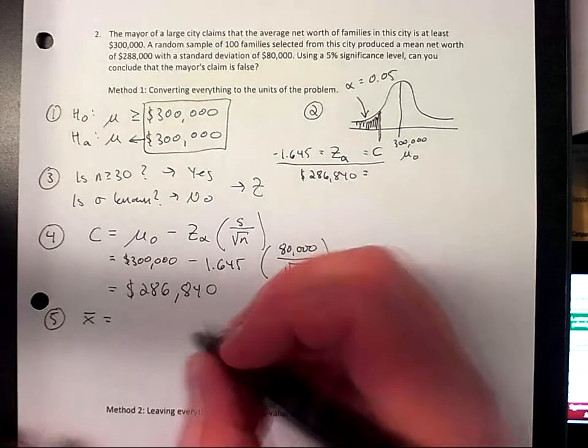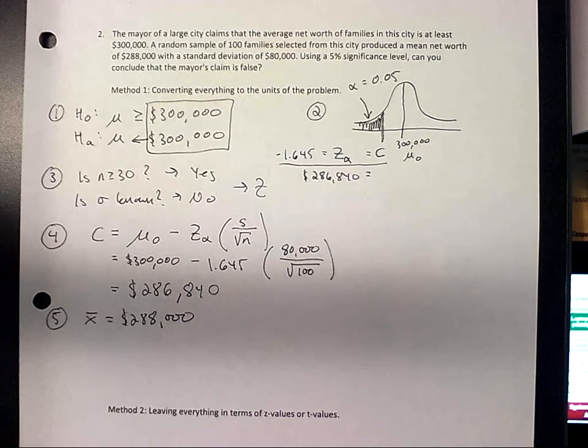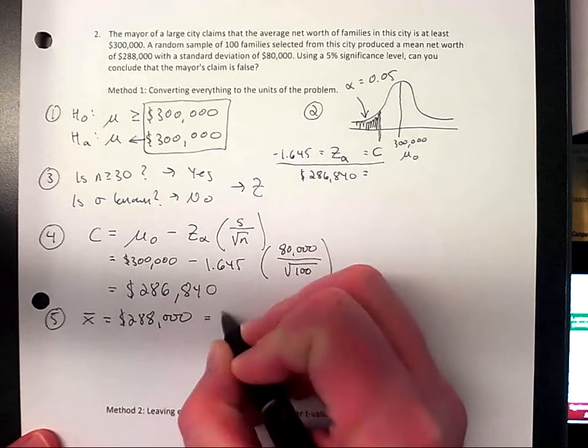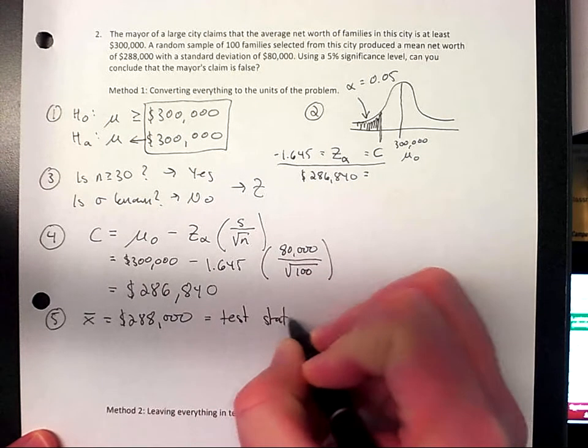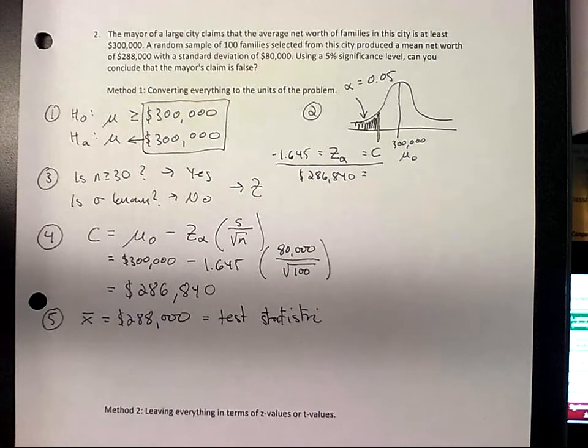And our sample average in this problem is what? $288,000. So we're going to use this number to test whether or not the mayor's hypothesis is true. Does that make sense? So what is the vocabulary word for this value? It's our test statistic. Good. It's a statistic because it's coming from the sample, and we're using that statistic to test a hypothesis, so it's called a test statistic.